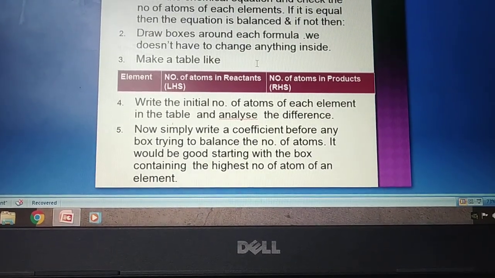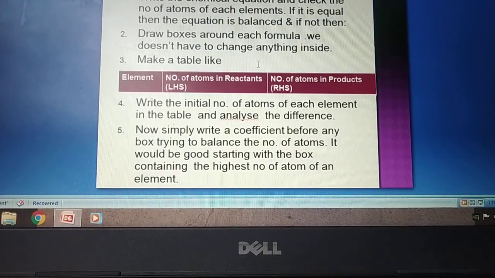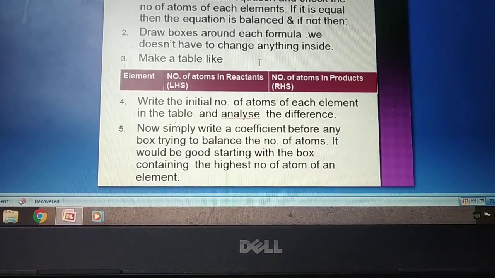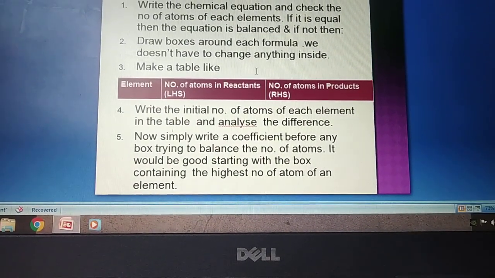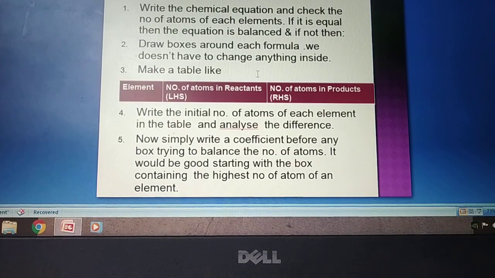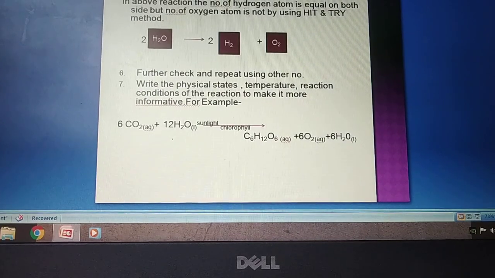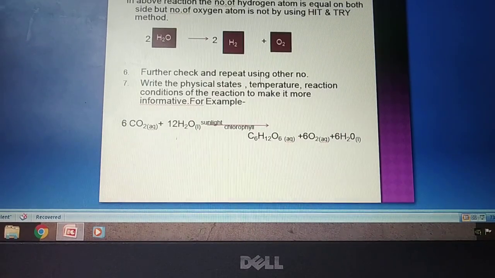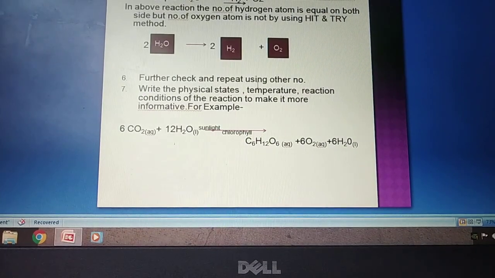Then what will we do? We will check the number of atoms and write simply the coefficient before any box trying to balance the number of atoms. If it gets balanced, we will check the number of atoms of all the elements. If even a single element is still not balanced, we will again check it with another coefficient. Then we will balance it and check it again. Repeat the process until all the elements are completely balanced. This method is called the hit and trial method. Then we will write the physical state, temperature, and reaction conditions of the reaction to make it more informative.